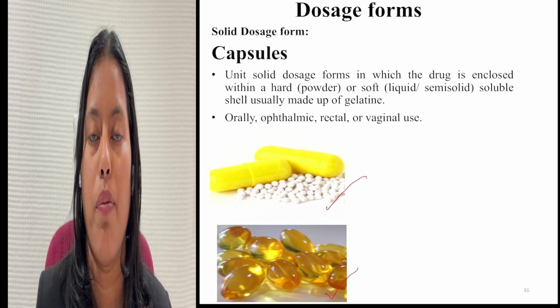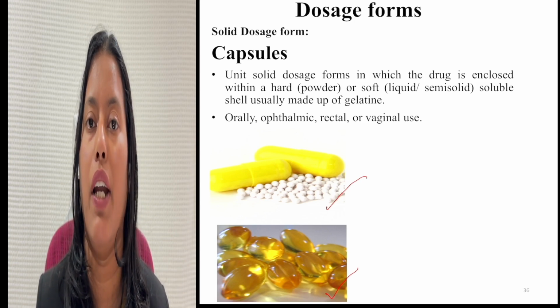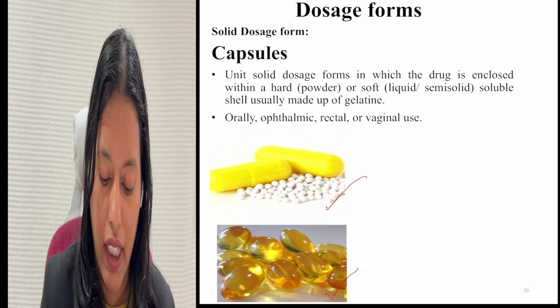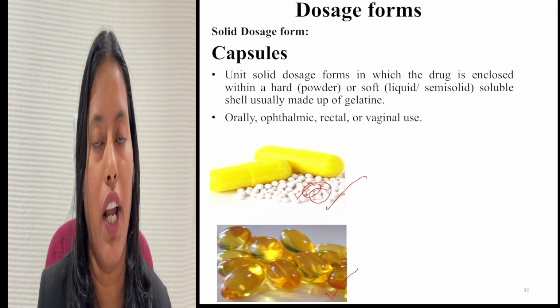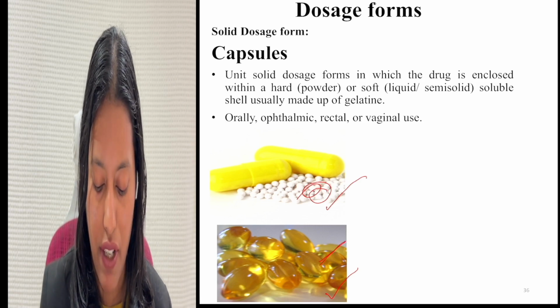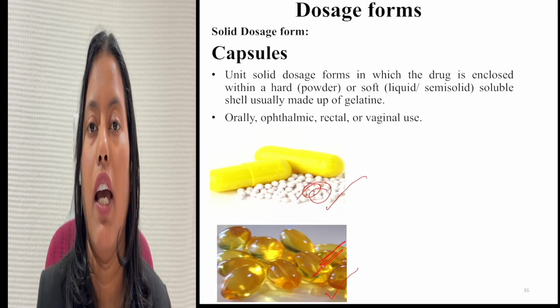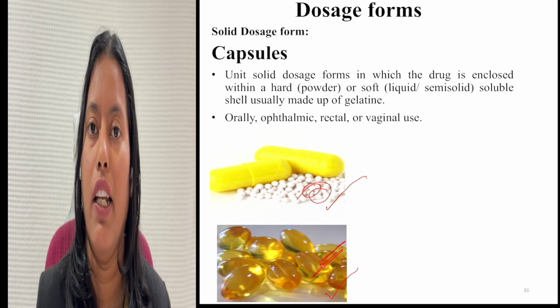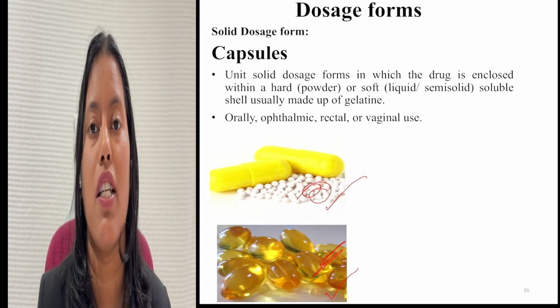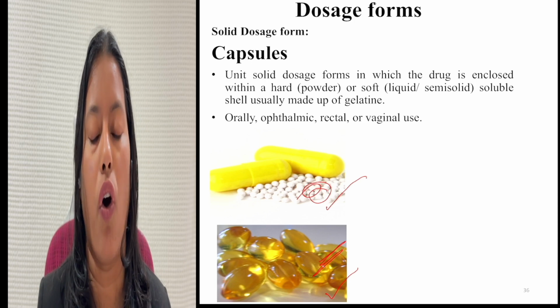In the hard gelatin capsule, you have the cap and body, and in that you can fill powder, granules, pellets, tablets, triturates. And these are the soft gelatin capsules, which are soft and flexible. You can fill oil, liquid, viscous liquid, semi-solid formulations such as ointment.